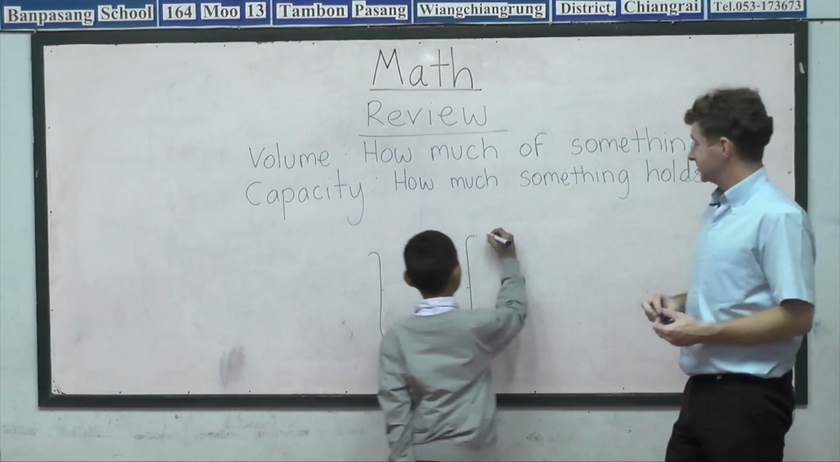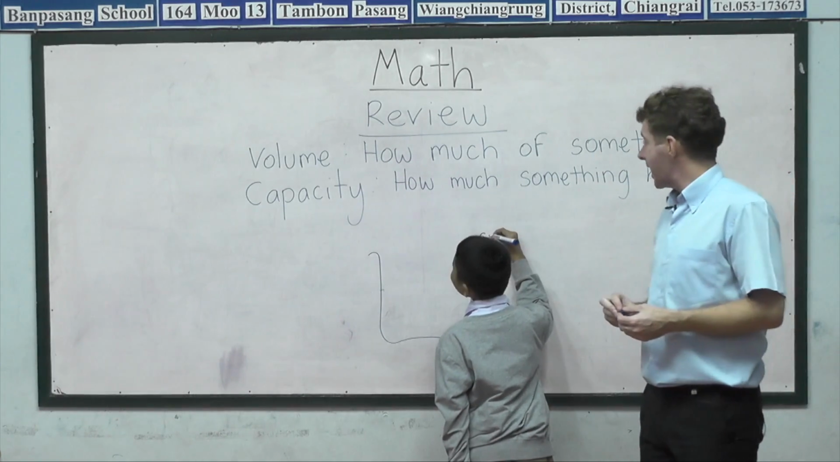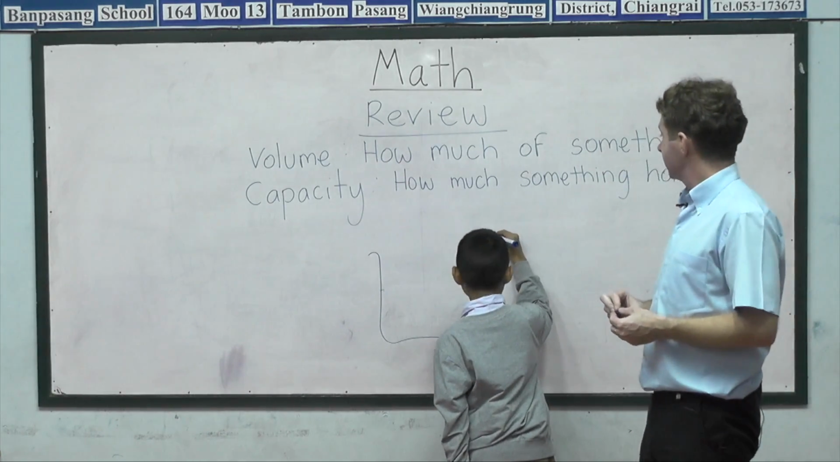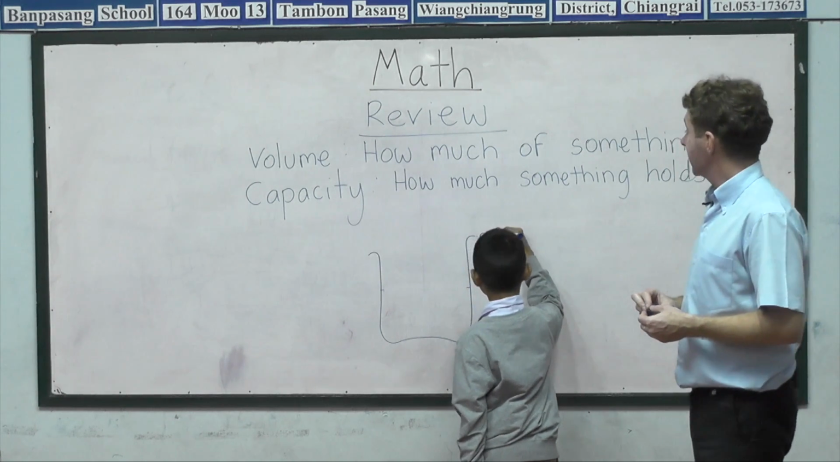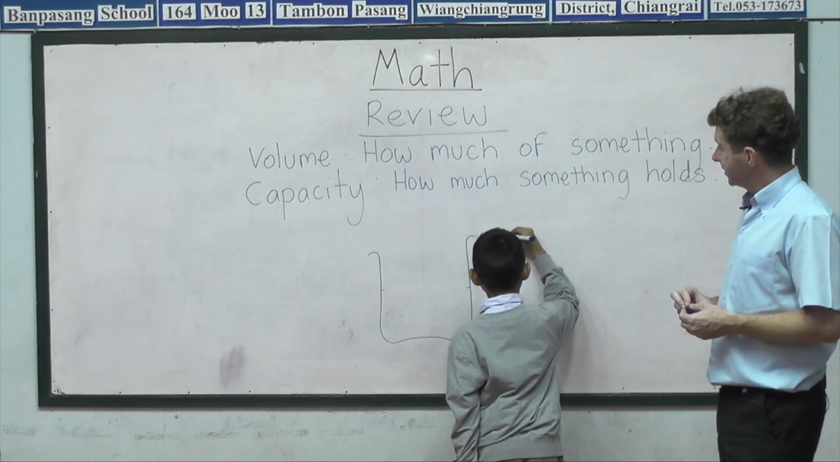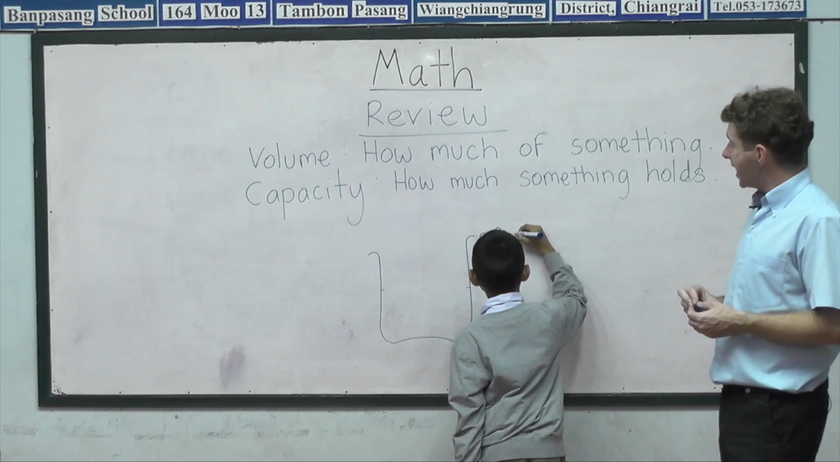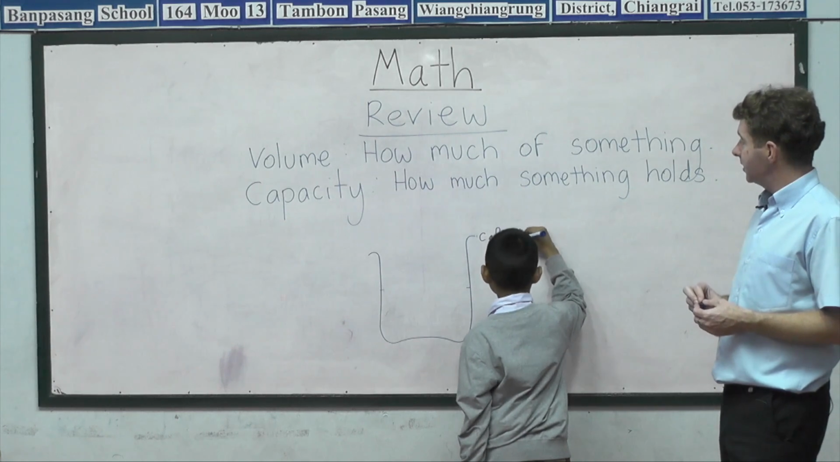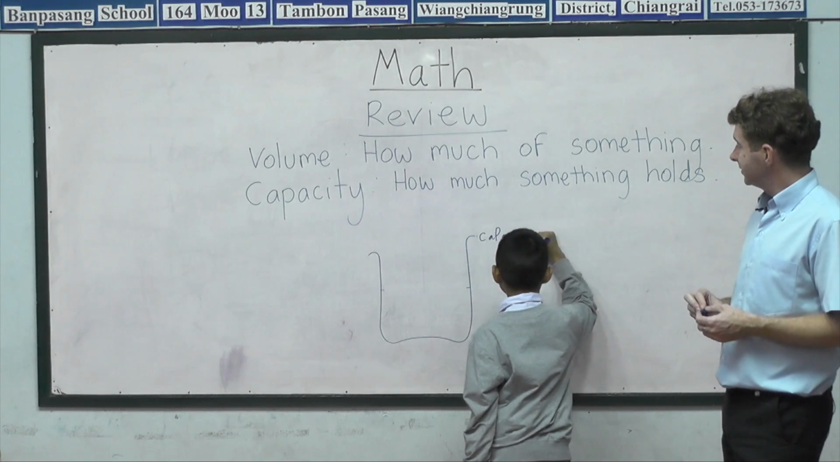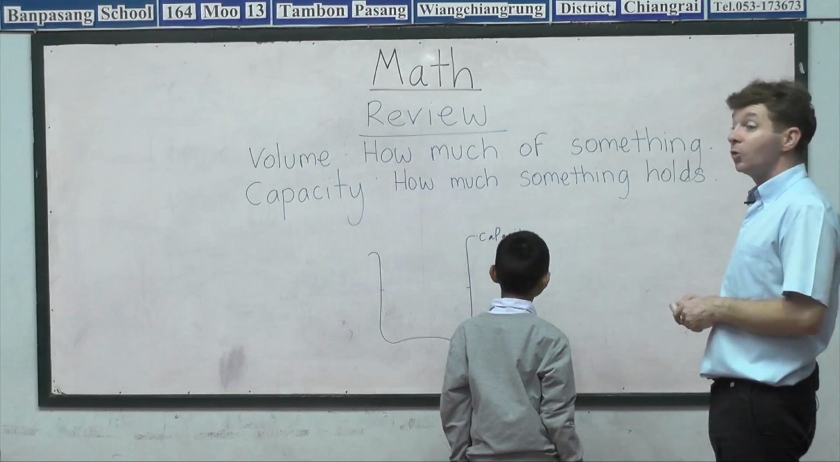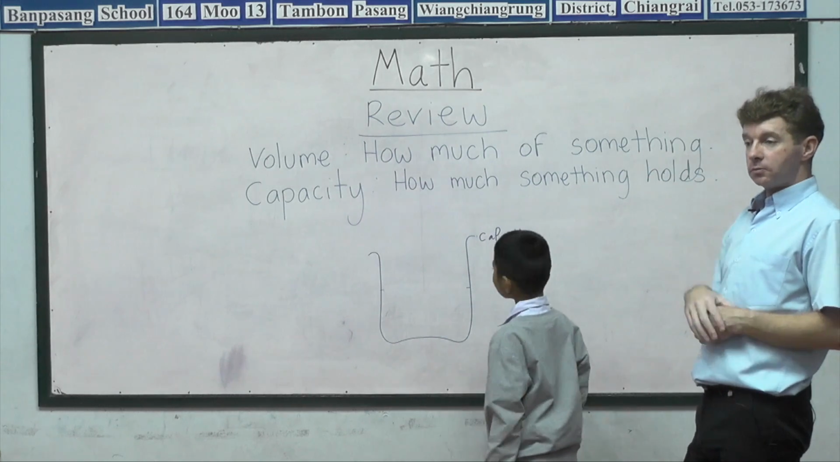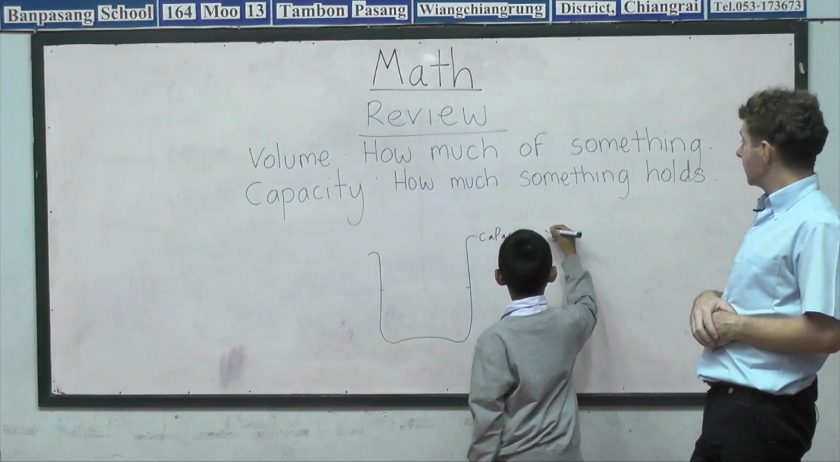Okay. Bang Pon, capacity, 2 litres. C-A-P-A-C-I-T-Y. Okay, and 2 litres we write 2 L.